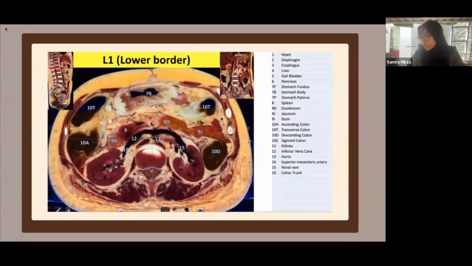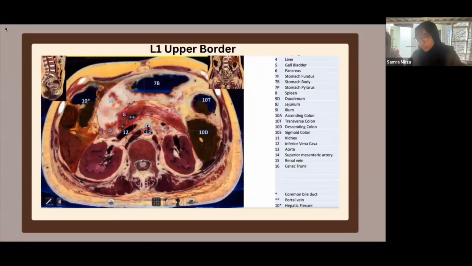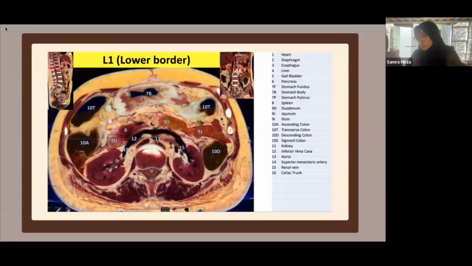If we're going to the L1 lower border, this is where we have a lot more things to consider. So again, we have our kidneys. Going by what we know, we have these pinkish orange structures. Before, we said crossing the midline, it was the pancreas. But now if you see these orange structures, these are the small intestine.